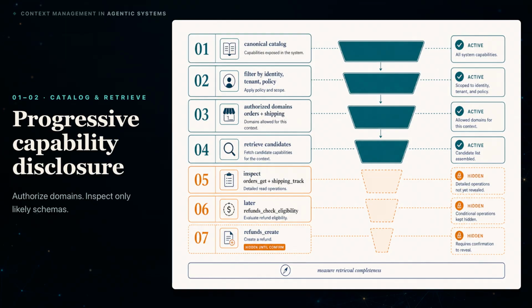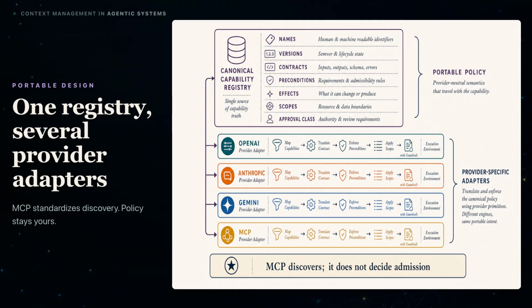Provider-native tool search can implement parts of this pattern where supported, or your application can implement discovery itself. Either way, measure retrieval completeness. A tiny active set is efficient only if it does not hide a tool the workflow actually needs. Keep one canonical capability registry, then compile it for each provider.